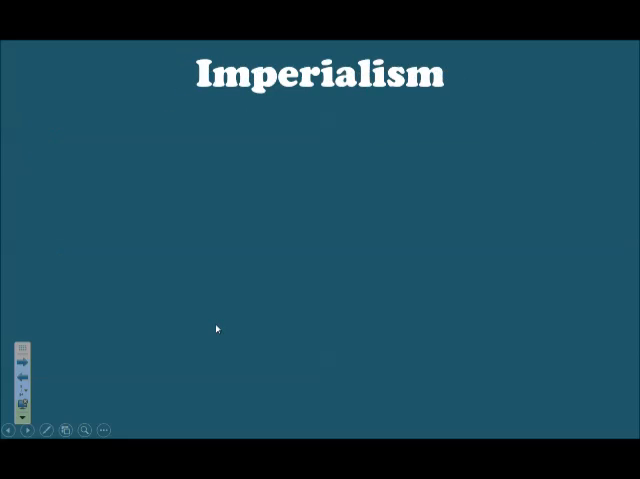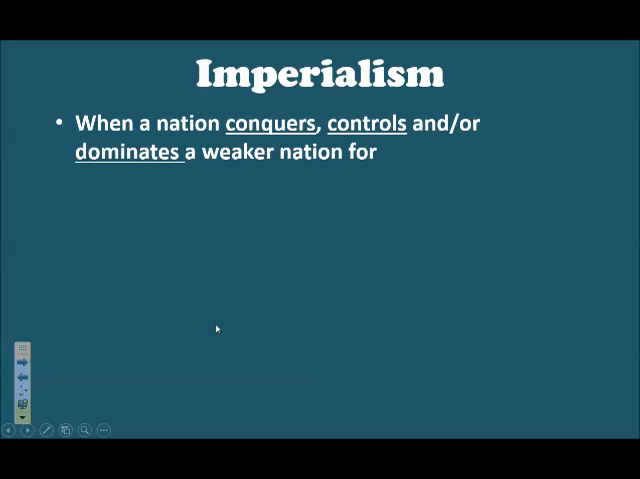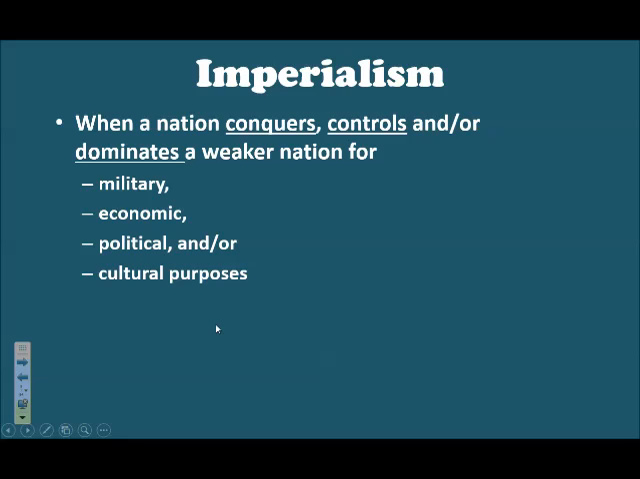So industrialization is still having a big impact here at home, but it will cause a big impact outside of our borders as well. Now, imperialism, perhaps you will remember from sophomore year, is about a nation conquering and controlling and possibly dominating a weaker nation for various different reasons, possibly to show their military strength, in order to get economic benefits, to demonstrate political legitimacy and power, or to demonstrate the superiority of their culture.